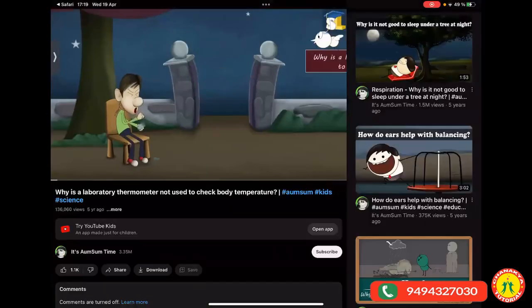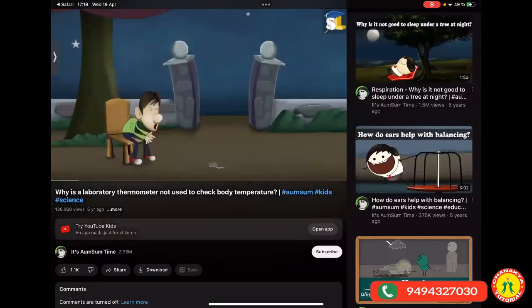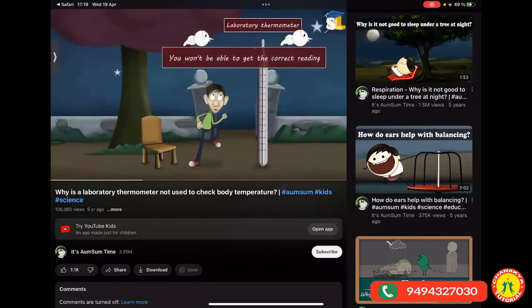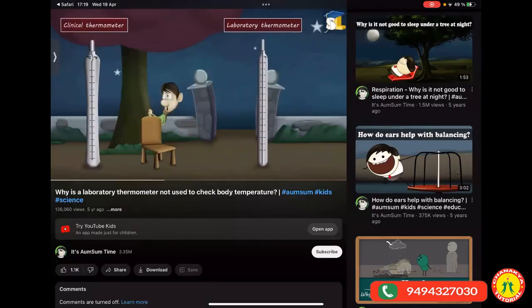Topic: heat. Why is a laboratory thermometer not used to check body temperature? Oh, you have got fever. Why don't you check your body temperature using a thermometer? No, please don't use a laboratory thermometer. You won't be able to get the correct reading. Why don't you try another one? This is called a clinical thermometer. A clinical thermometer is different from a laboratory thermometer. Oh, seems like you have made your choice.